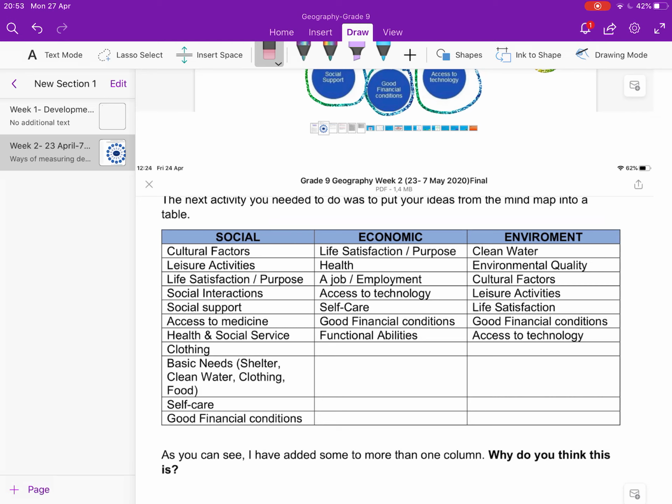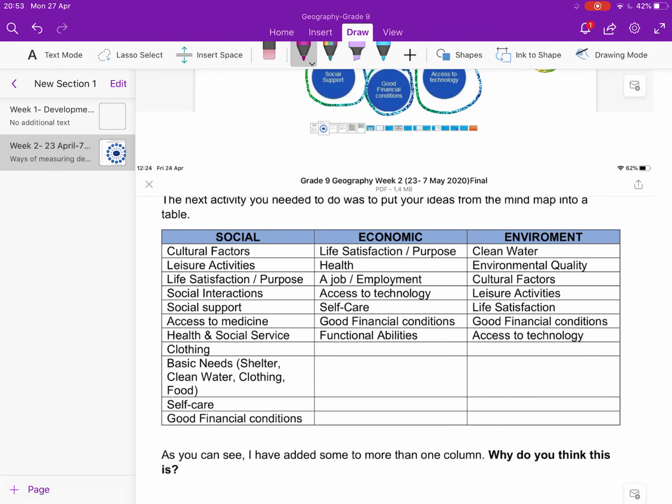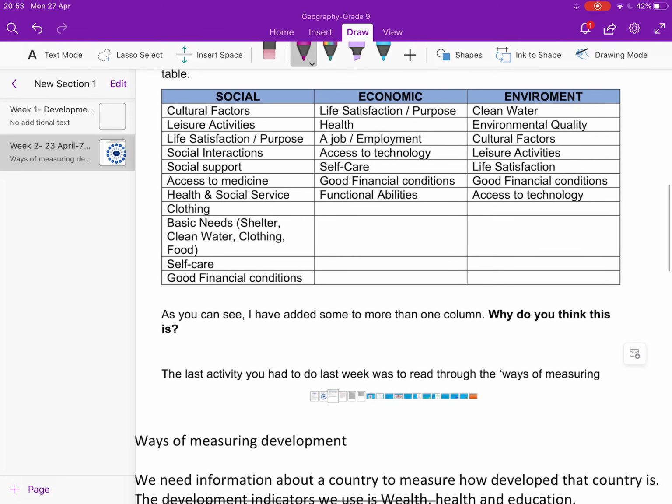And we've divided all of our sections from our mind map into 3 different columns that you can see at the bottom. A lot of these things will overlap. So if you look at something like self-care, it can be social, but it's also economical, because we need money to do self-care, and self-care will help us socially. It will give us a better quality of life.